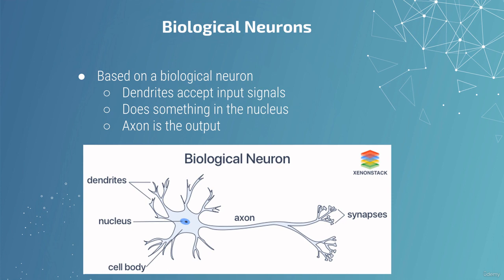So, to summarize, dendrites basically accept input signals, the nucleus processes that information, and the result is output in the axon.